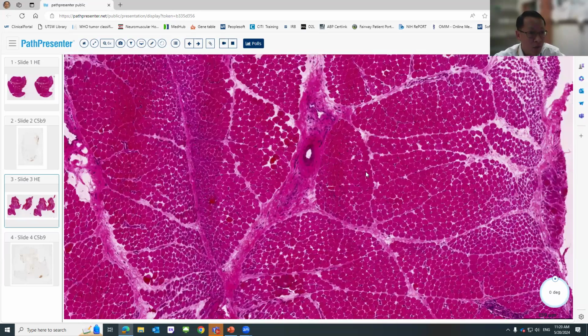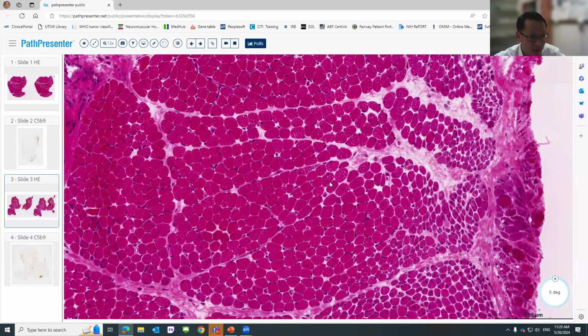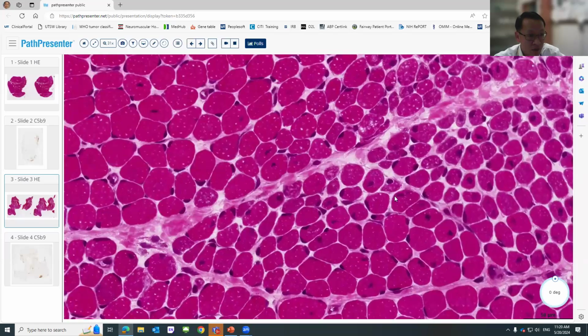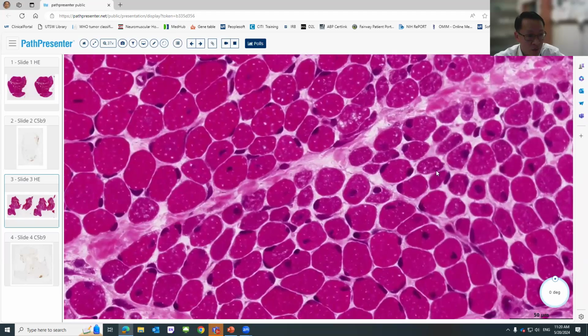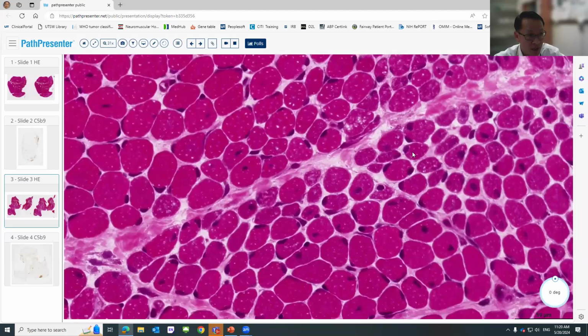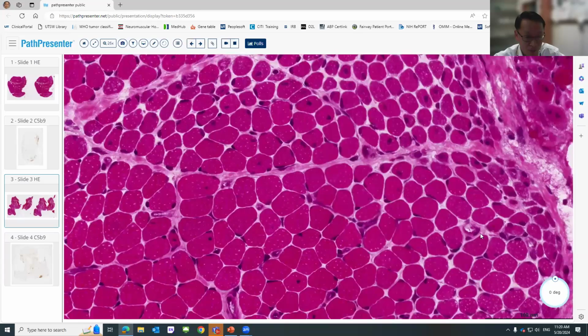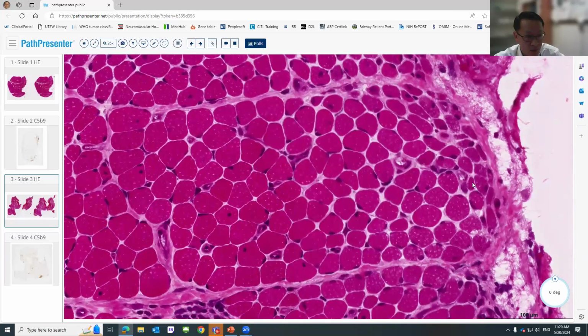And as we further zoom in, we look at these actual myofibers, you can see a lot of these vacuolar changes and basophilic changes in these myofibers. Here are some larger vacuoles.